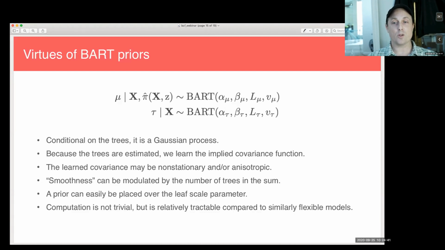Smoothness, on the other hand, can be modulated by the number of trees in the sum. As we include more trees, it's a smoother function. It's never smooth in the mathematical sense, but the step functions have more steps. A prior can be placed over the leaf scale parameter in a nice way, and computation is not trivial, but it's pretty tractable compared to similarly flexible methods. There's a long track record of it working, and we built our work on Jennifer Hill's 2011 paper. This is what we're going to use and what we advocate, although all of the ideas that I mentioned before would apply to any model that you prefer.